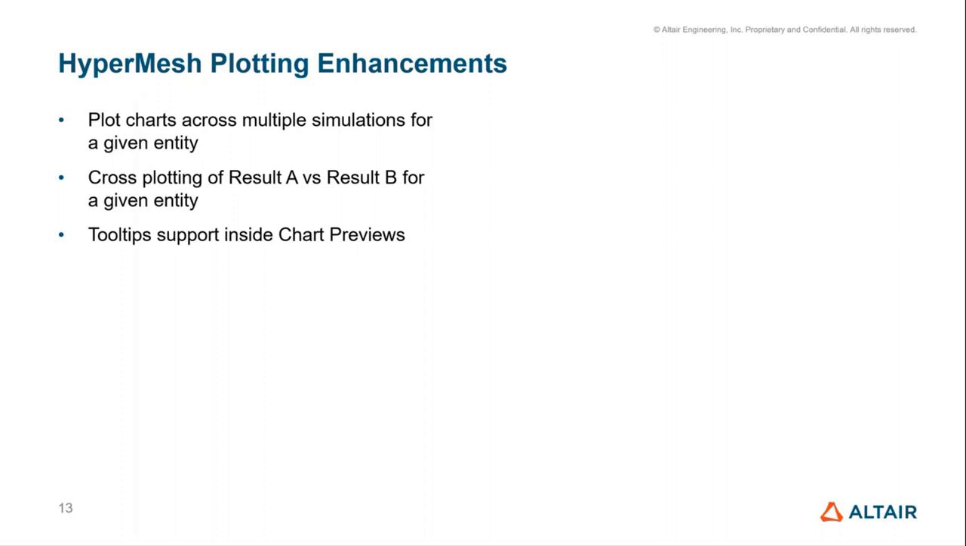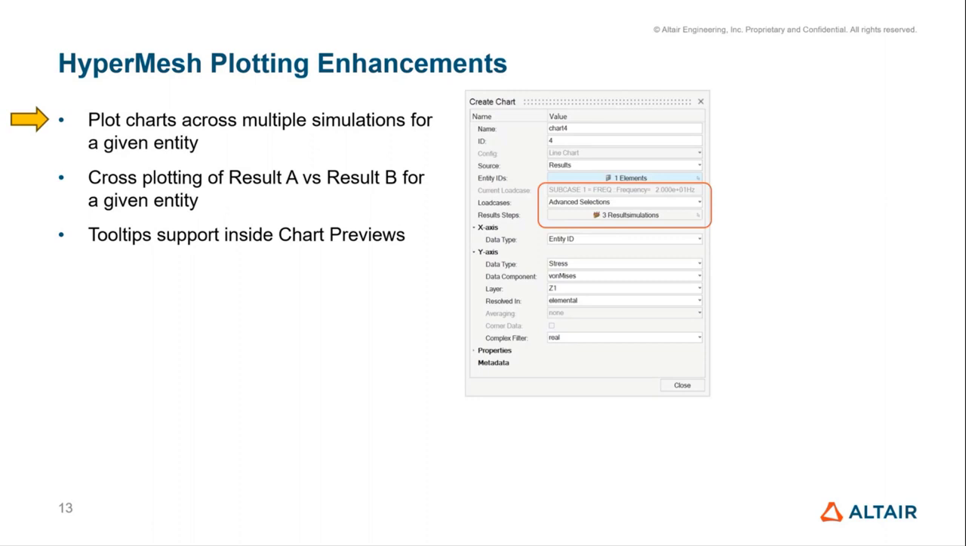So you could select multiple entities and create a chart out of them with maybe entity result versus entity ID. Or you could select a single entity and trace its values over the given selected simulations. So let's go over them one by one.